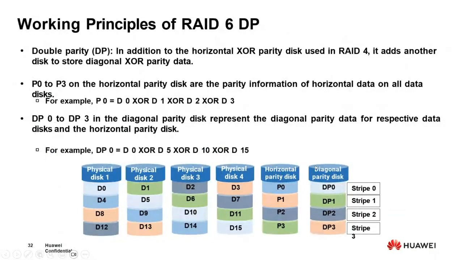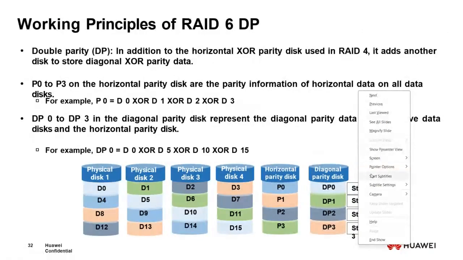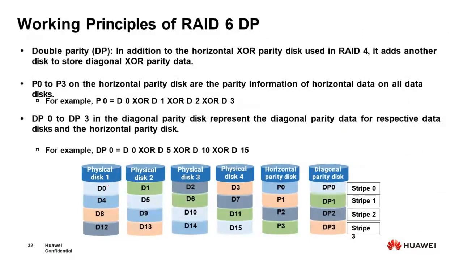Easy. So the diagonal parity deals with the disk diagonally. If you are looking for DP0, this is what it takes. It will take D0, D1. It goes here and takes D5, and it goes here and takes D10, and it goes here and takes D15. This is what is called diagonal. So all of this will be DP0. Exactly. DP0 can calculate all this. So it will give you DP0.